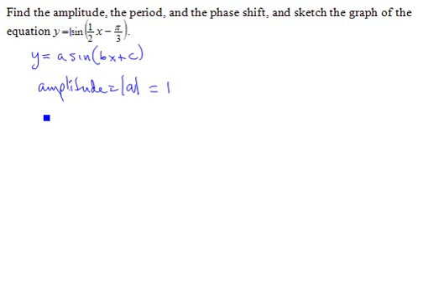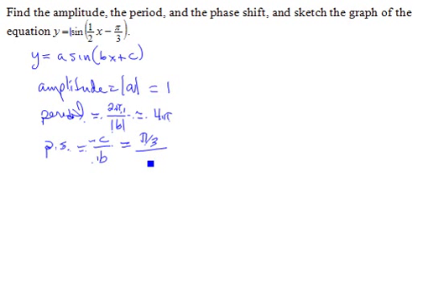The period is found by computing 2 pi divided by the absolute value of the b term. B is 1/2 here, so 2 pi divided by 1/2 is 4 pi, and the period of this curve will be 4 pi. The phase shift can be found by computing the opposite of c divided by b. In this case, c is negative pi over 3, so the opposite of that is positive pi over 3. And we divide by the b of 1/2 that we noted earlier. Multiplying by the reciprocal gives me 2 pi over 3 for the phase shift.